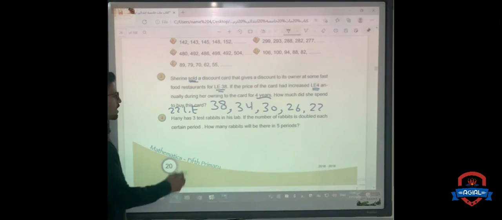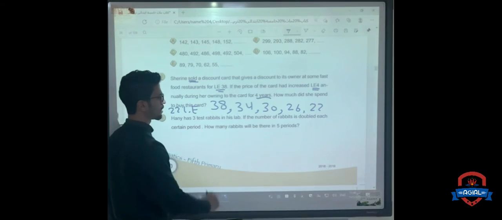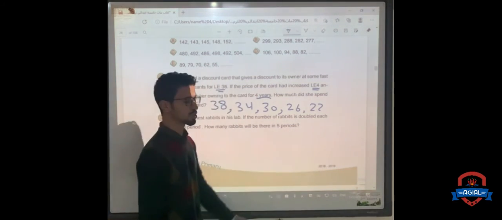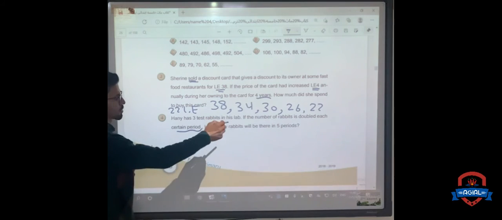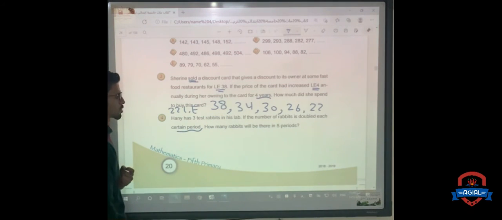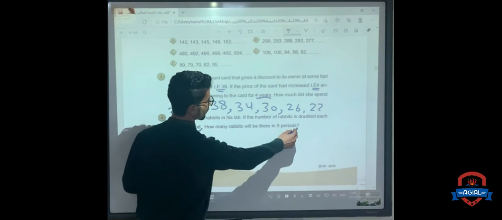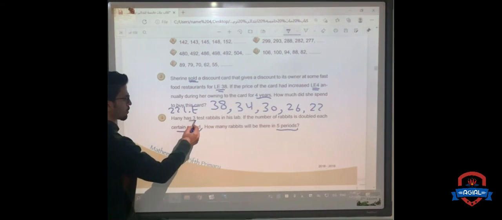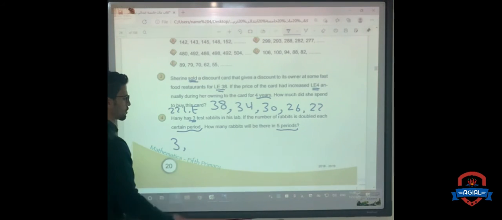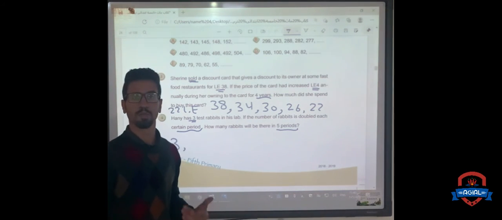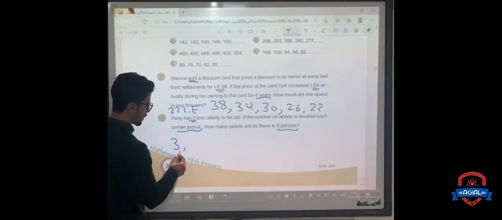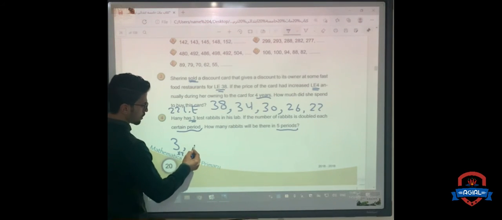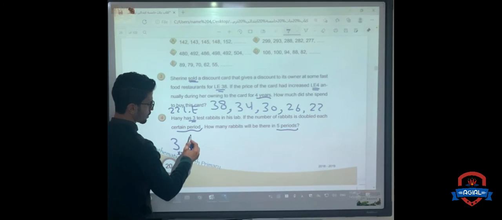And in question number 4, Hani has 3 test rabbits in his lab, and the number of rabbits is doubled each certain period. So how many rabbits will there be in 5 periods? So we have to start with number 3. So we have 3 rabbits, and in each period the number of rabbits is doubled. So after 1 period we say 3 times 2, which equals 6. This is the first period.